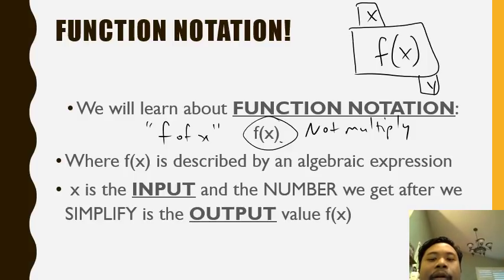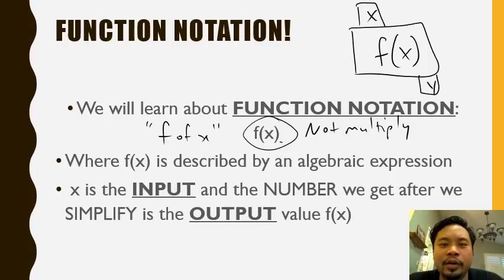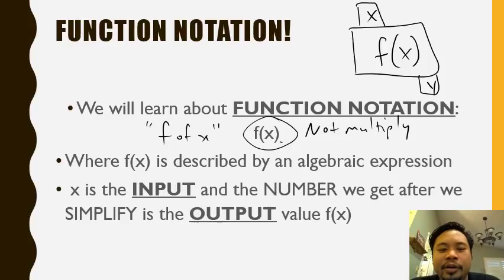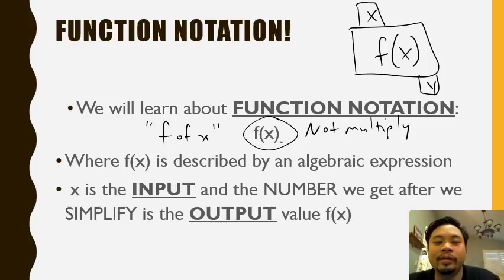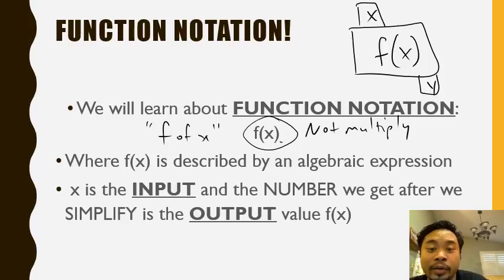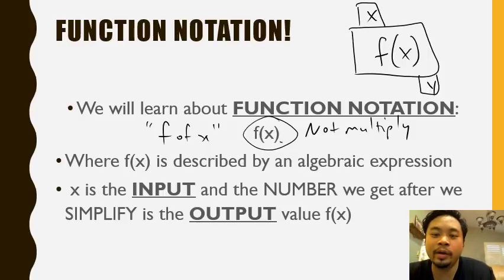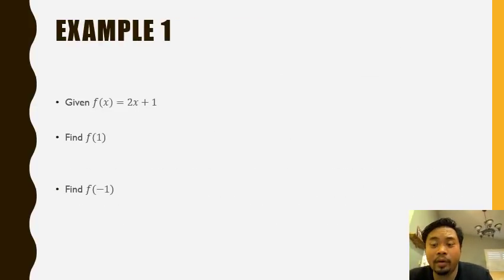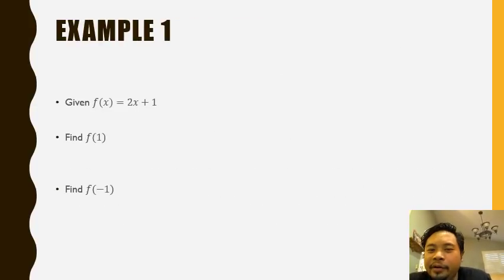So this is a new picture for you to make sure that you understand function notation. We still have the same input and output. The only thing that we are now discovering is that this function has an actual notation attached to it. So let's take a look at our first example and see if we can get these function machines to work. All right, so here is our first example of a brand new function notation.